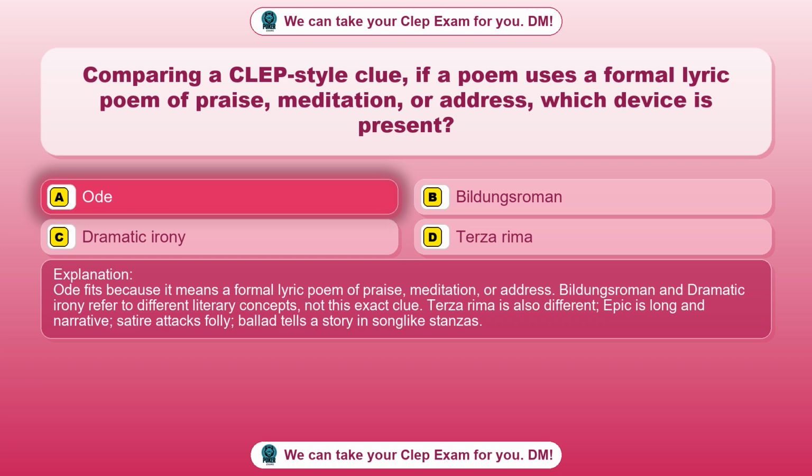Ode fits because it means a formal lyric poem of praise, meditation, or address. Bildungsroman and dramatic irony refer to different literary concepts, not this exact clue. Terza rima is also different; epic is long and narrative, satire attacks folly, ballad tells a story in song-like stanzas.